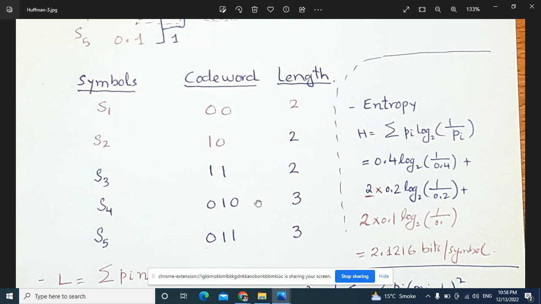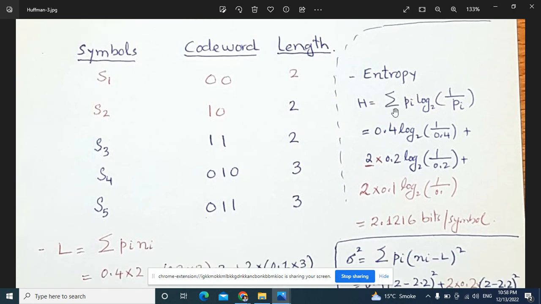The second step, you need to calculate the entropy. So entropy is equal to the probability multiplied by the information. So probability of first message was 0.4 log 2 1 by 0.4 plus we have two messages with probability 0.2, so that is why you multiplied with the 2. 2 log 2 1 by 0.2 plus you have two messages with the probability 0.1, so that is why you multiply 2 with 0.1 log 2 1 by 0.1. Sorry, it should be 1 by 0.1. The 1 is missing here. So if you calculate using your calculator, its answer will be equal to 2.1216 bit per second.